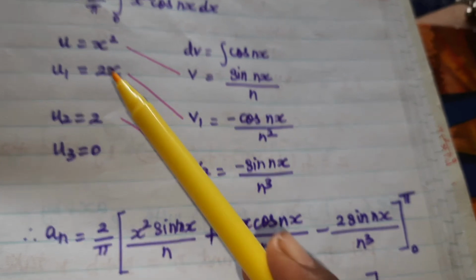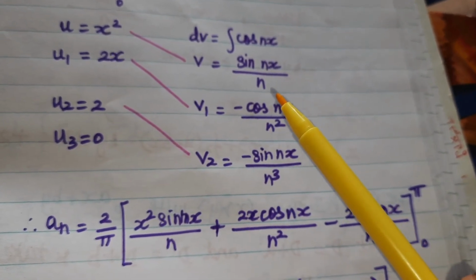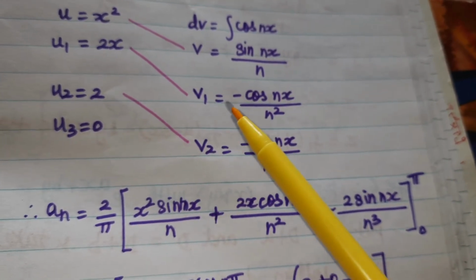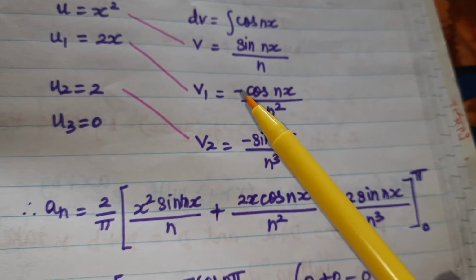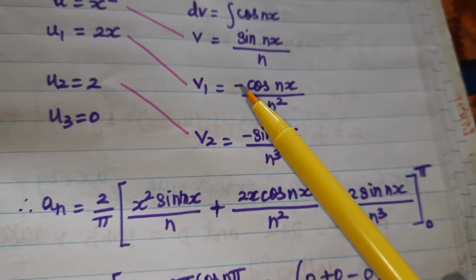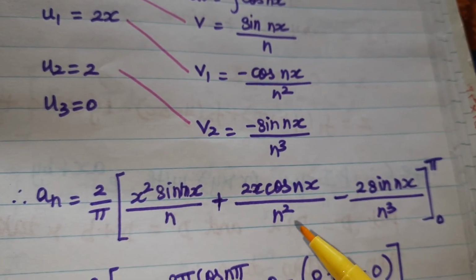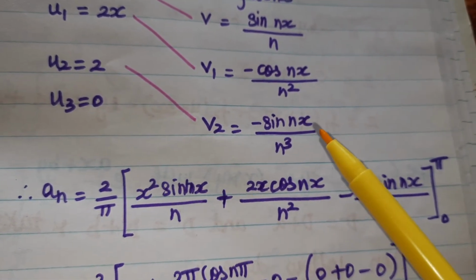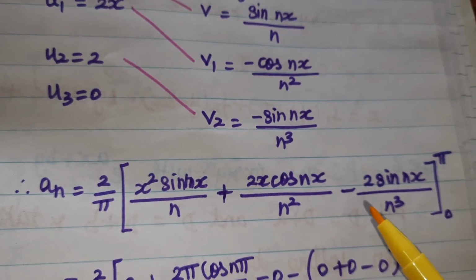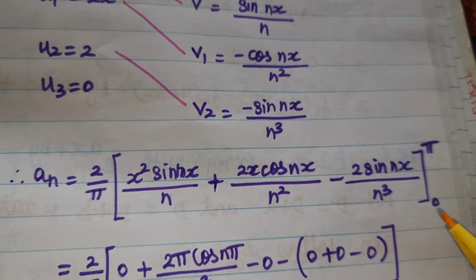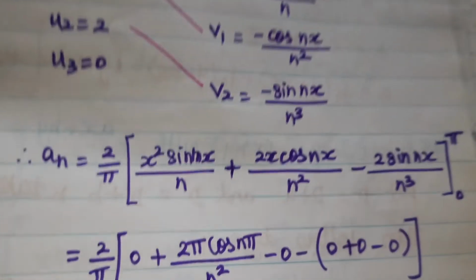So uv: x square into sin nx divided by n, plus 2, minus u1 v1. Here it already has minus, so minus into minus is plus. Therefore plus 2x cos nx divided by n square, and again 2 into minus sin nx divided by n cube. So minus 2 sin nx divided by n cube, over the interval 0 to pi.